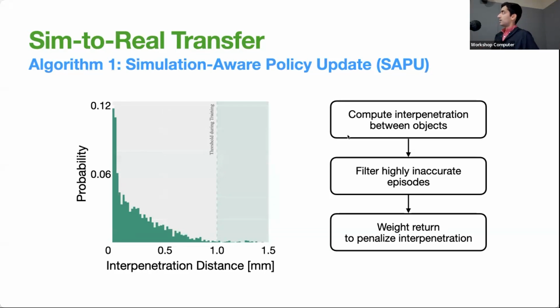Conceptually, for each episode, we compute the maximum interpenetration distance between objects. We then apply a filter to fully discard the episodes for which this value is greater than a certain threshold. For the non-discarded episodes, we weight the return to penalize higher interpenetration distances.